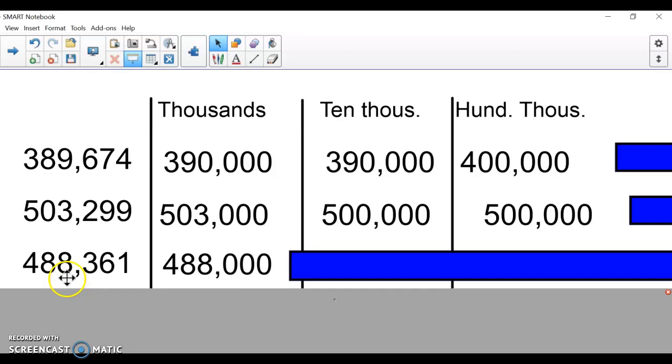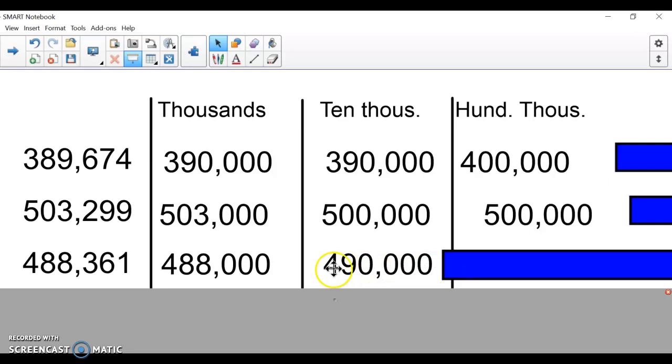I look next door, that 8 is 5 or larger, right? It's 8, so it's big. That means that this is going to turn this 8 up 1 into a 9. So my new number, 490,000. Okay? Last one we're going to do.